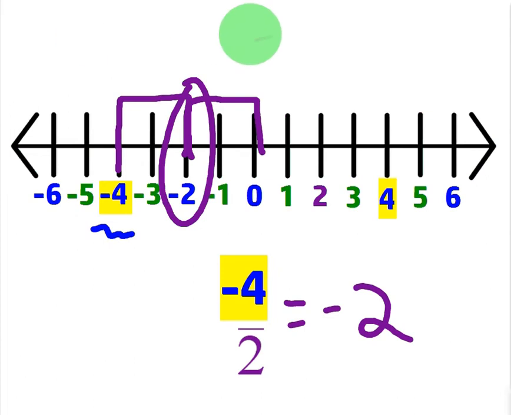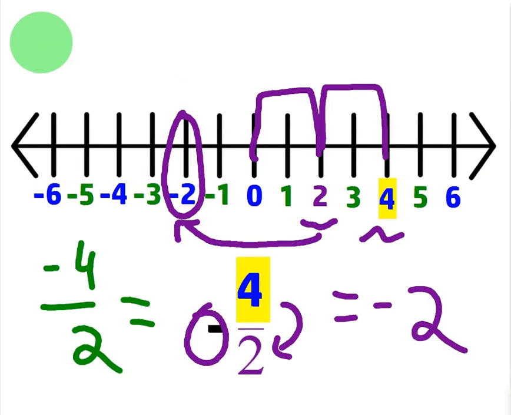So first things first, let's look at what negative 4 divided by 2 looks like on the number line. If we start at negative 4 and we cut it in half, meaning halfway between negative 4 and 0, what do we get? Negative 2. So it's pretty simple to see that if you're dividing a negative by a positive, the answer will always be negative, right? It'll be somewhere to the left of 0. In this case, we get negative 2.